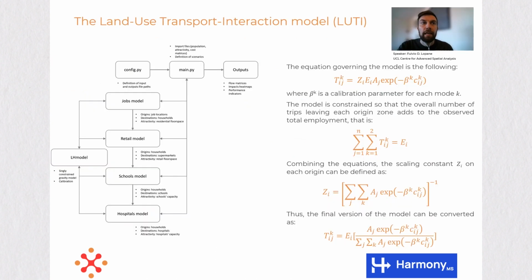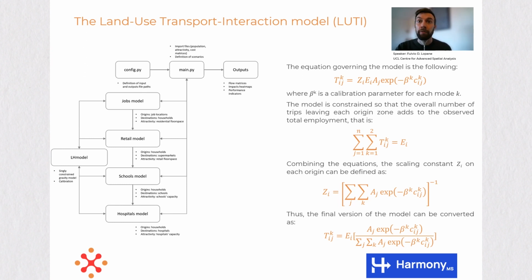The land use transport interaction model is actually a framework of models working in parallel. It's a classical spatial interaction model, a gravity model simulating 4 different daily activities. We have a journey to work, a journey to retail centers, journey to schools, and to hospitals. And the mathematical formulation of the model is presented in the right-hand side of the slide.